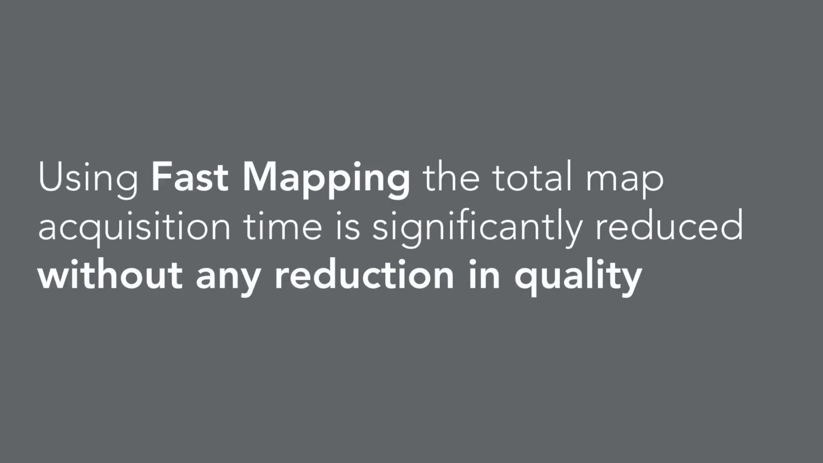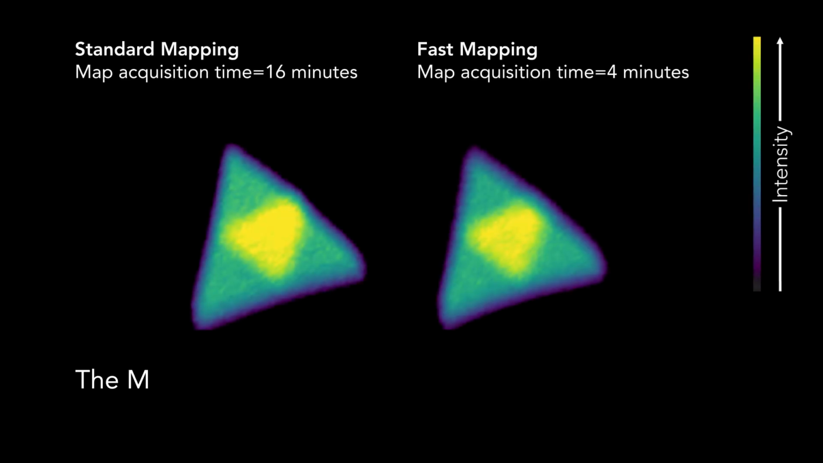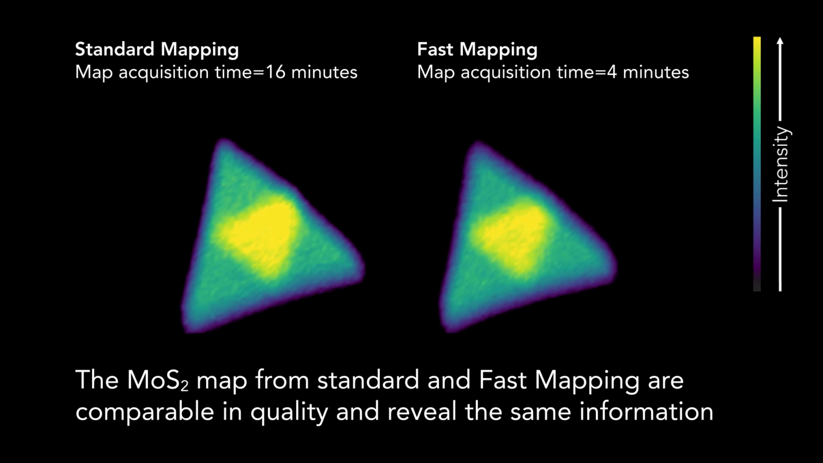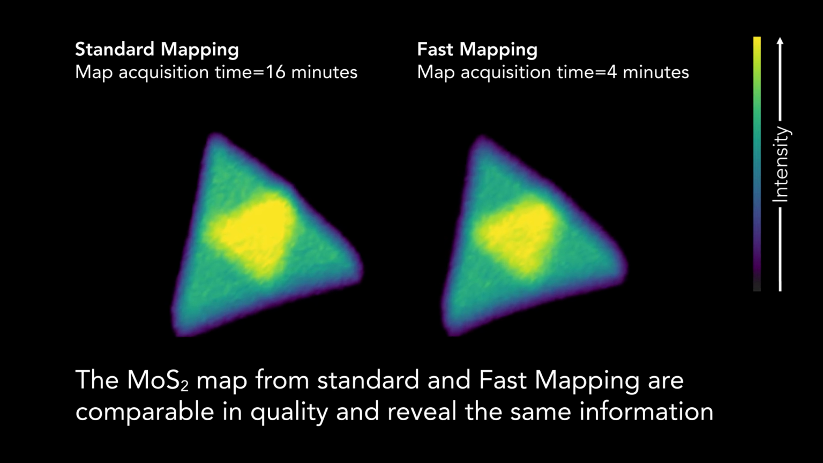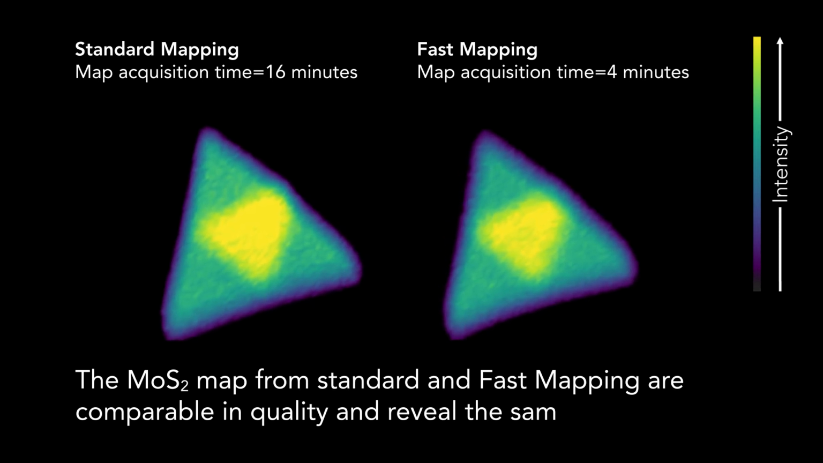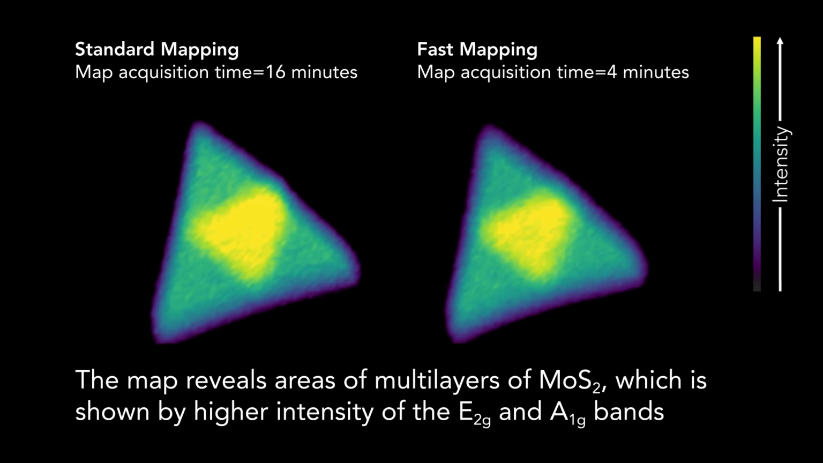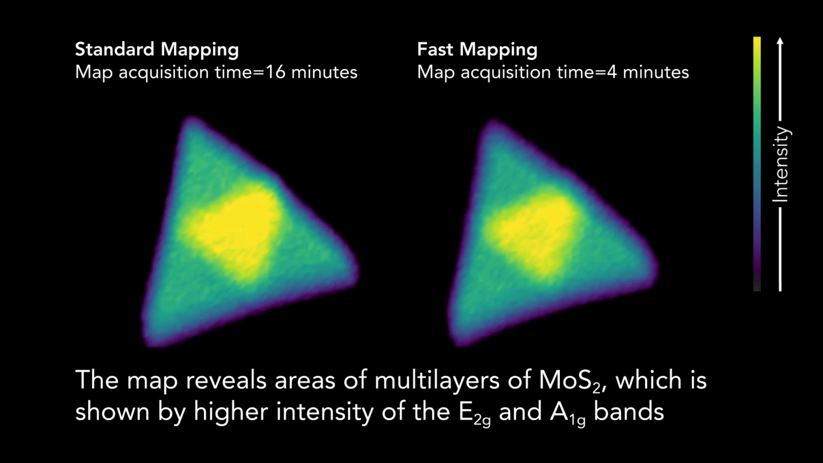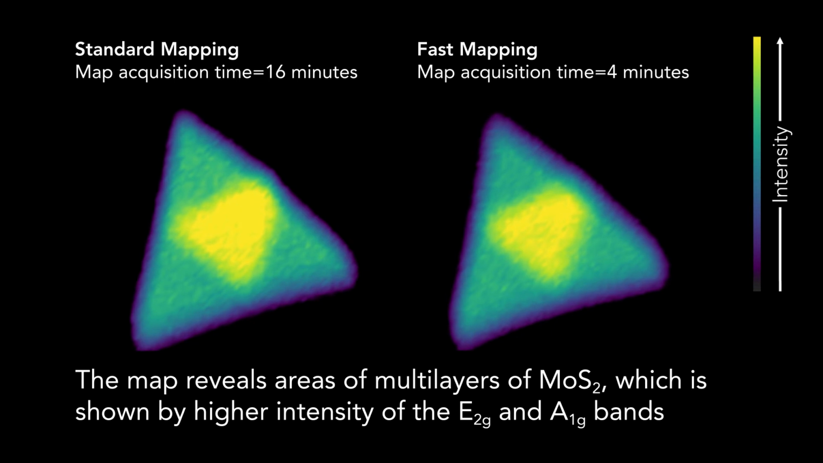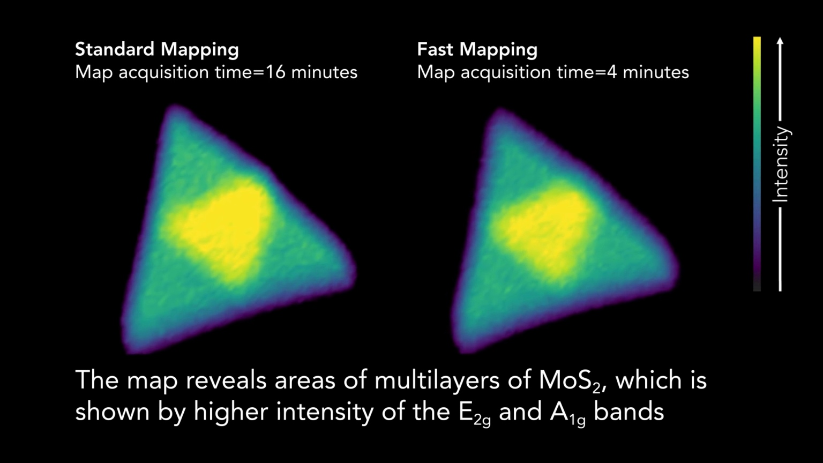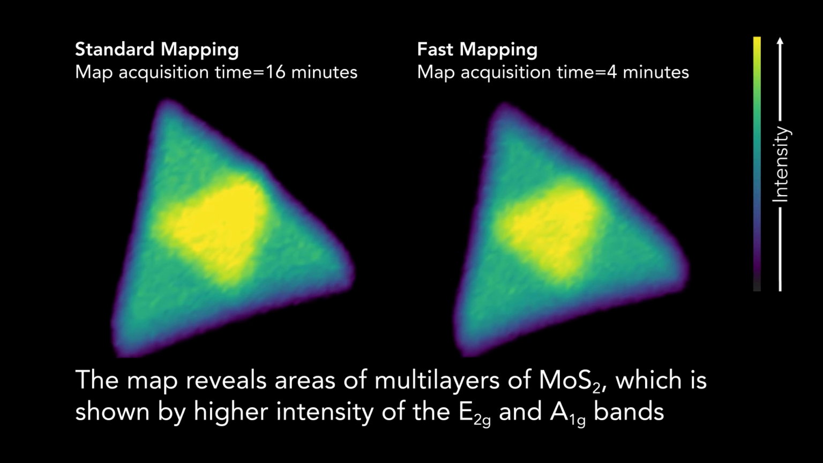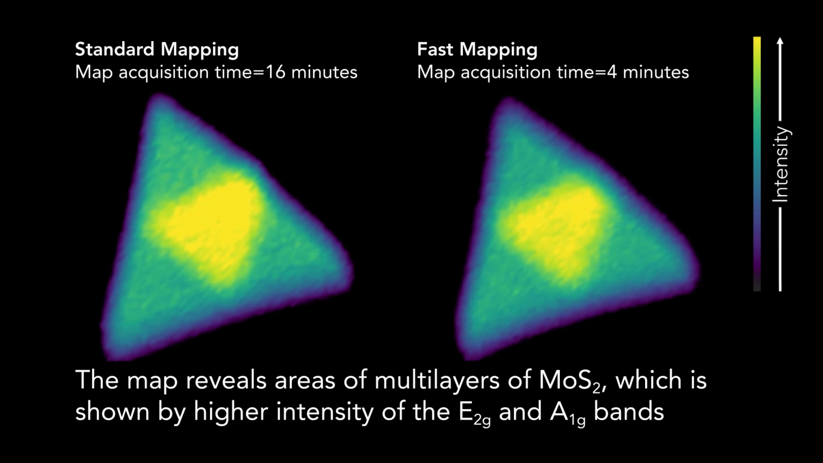Using fast mapping, the map was acquired significantly faster, in fact 4 times faster, without any reduction in spectral quality. Results from both maps are comparable and reveal the exact same information about the sample. So here for molybdenum disulfide, we can see areas of high Raman intensity, and these represent the presence of multilayer molybdenum disulfide, assigned using its 2 prominent Raman bands.